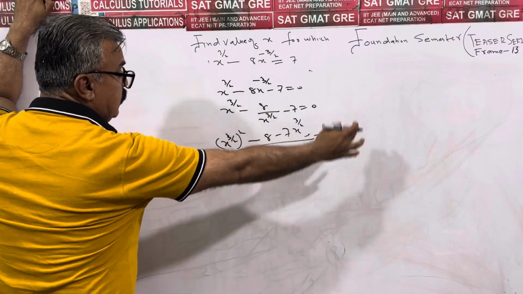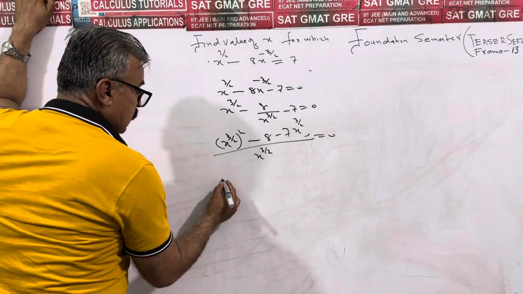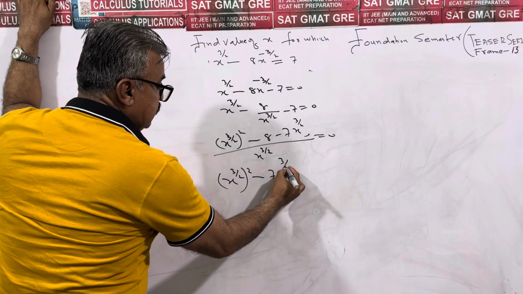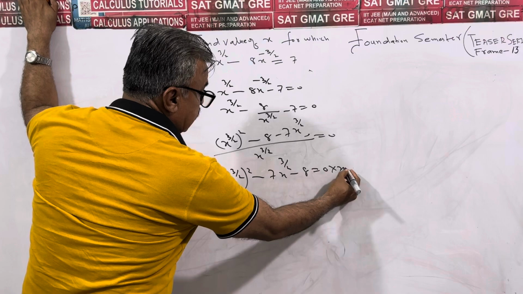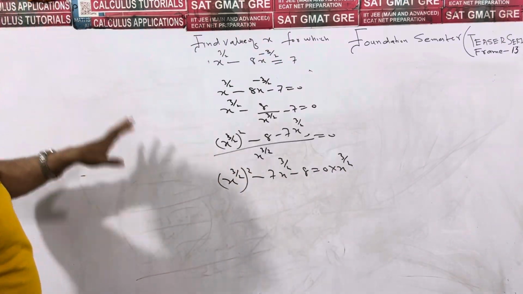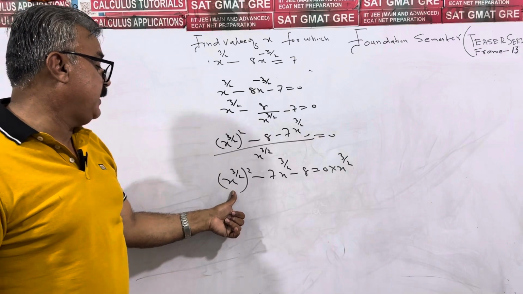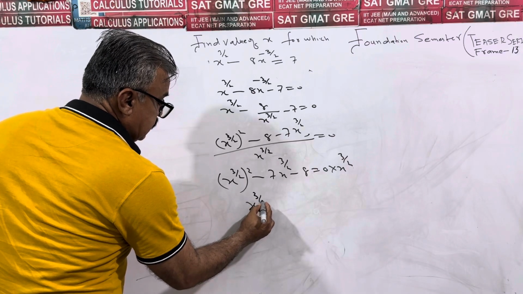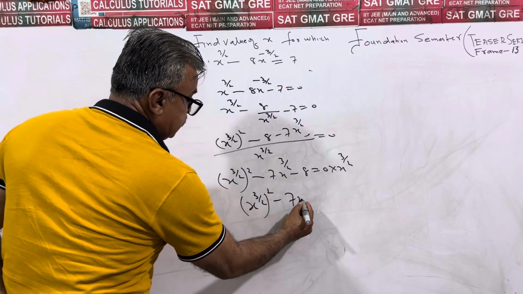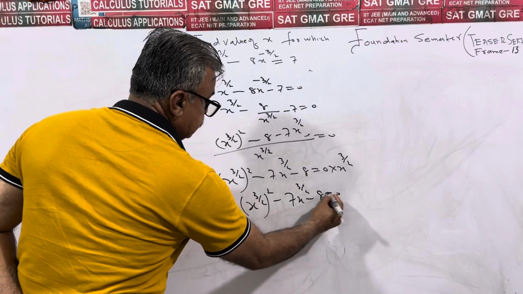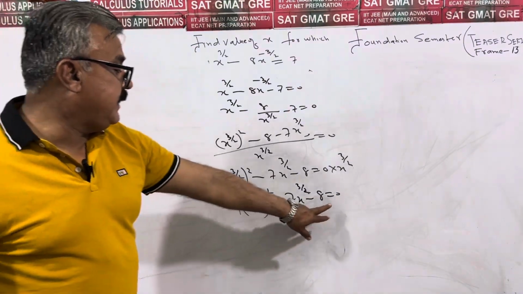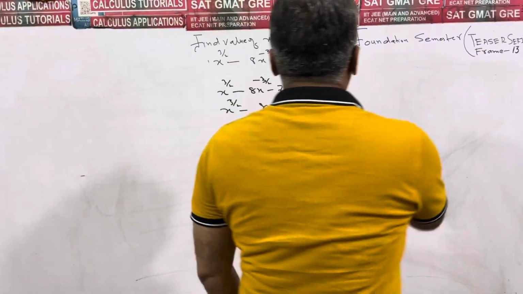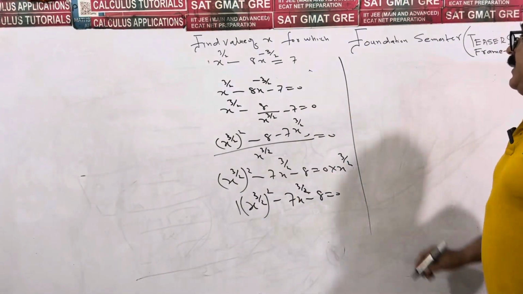Shift x raised to 3 over 2 to the right hand side. Look at this: x raised to 3 over 2 whole square minus 7 times x raised to 3 over 2 minus 8 is equal to 0 times x raised to 3 over 2. I am not cancelling this out in order to show you the beauty. It's our square term, power 1 term, and this is an ideal quadratic. There is 1 times 8, 8 minus 1 is 7, an ideal situation for middle term breakup, or you can apply the quadratic formula. Middle term breakup is a good one.